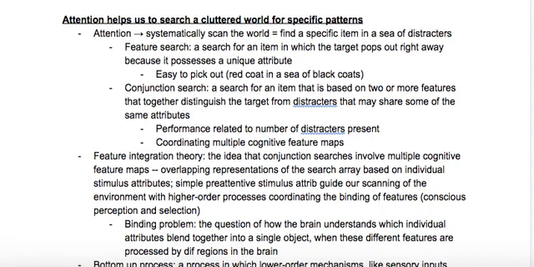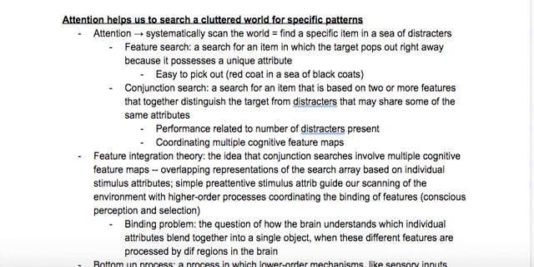Feature search is a search for an item in which the target pops out right away because it possesses a unique attribute. This allows us to easily pick out something, for example, like a red coat in a sea of black coats. More difficult, though, is the conjunction search, which is a search for an item that is based on two or more features that together distinguish the target from distractors that may share some of the same attributes. This performance is related to the number of distractors present, and it makes us coordinate multiple cognitive feature maps.